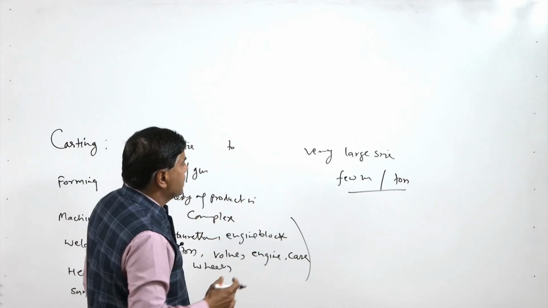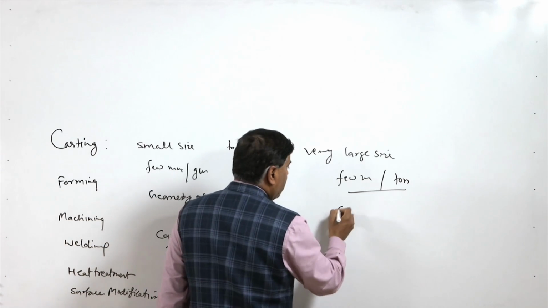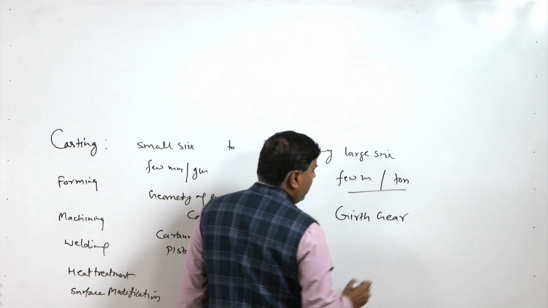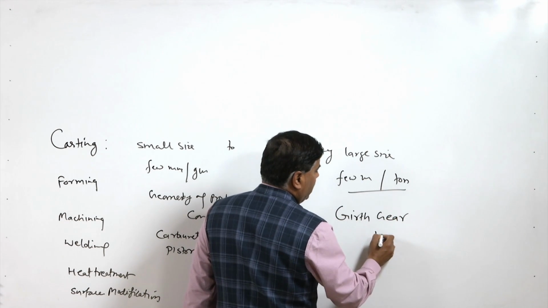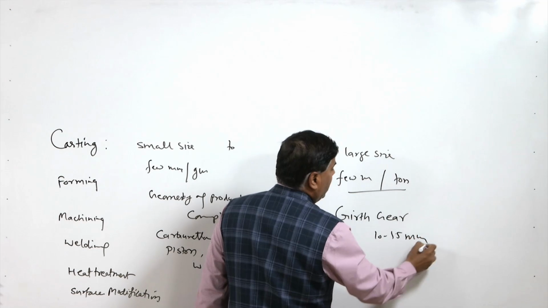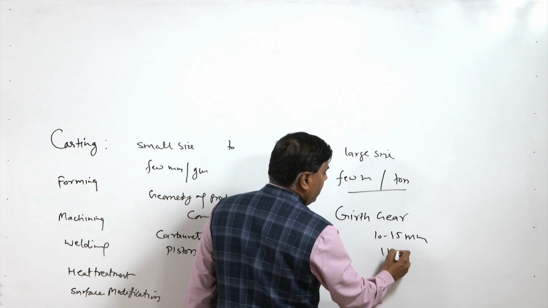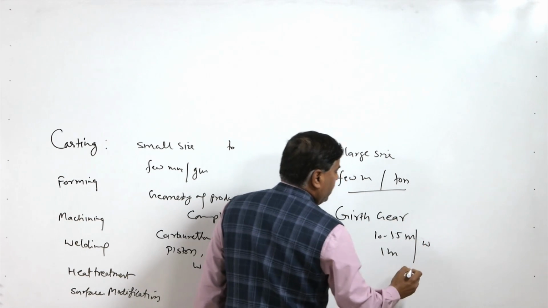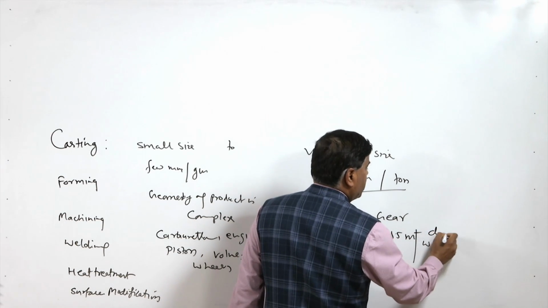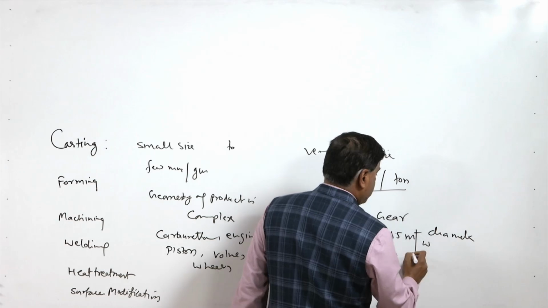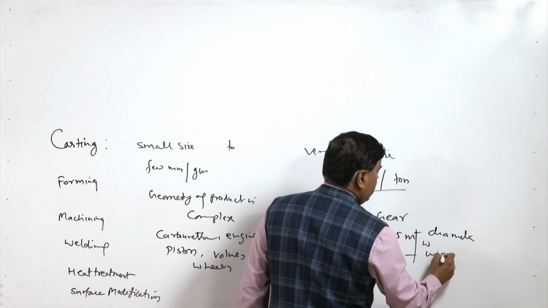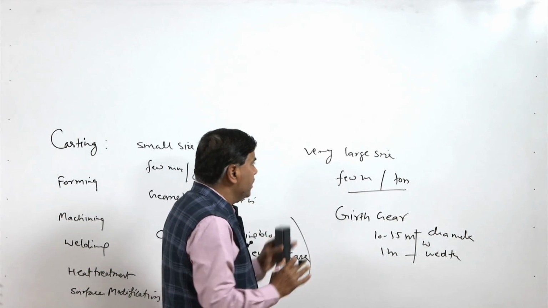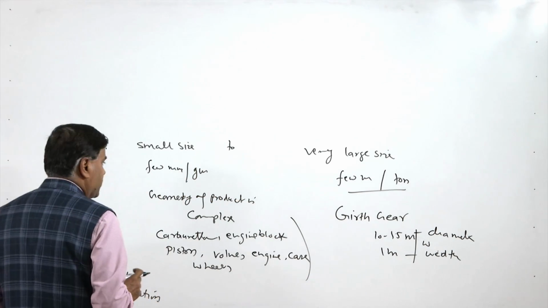Among the large size components, girth gear is a typical example where the size is very large, say 10 to 15 meter in diameter and 1 meter in width. So, this is the diameter and this is the width of the girth gear. So, very large size gears are made using the casting process.